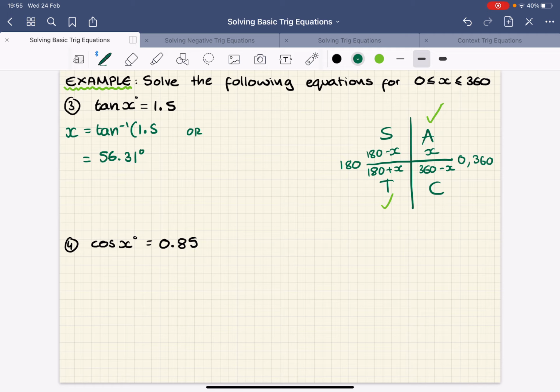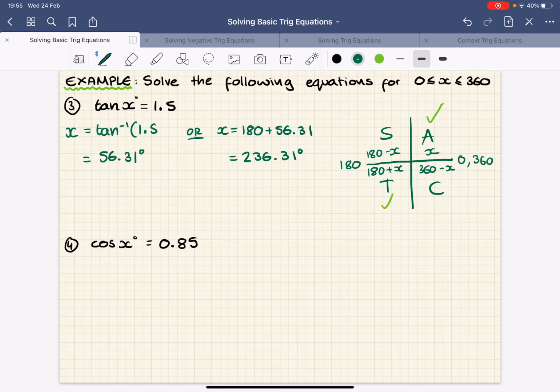Or my other answer, focusing on that 180 plus x. So my other answer is 180 plus the 56.31, and that would be 236.31 degrees.